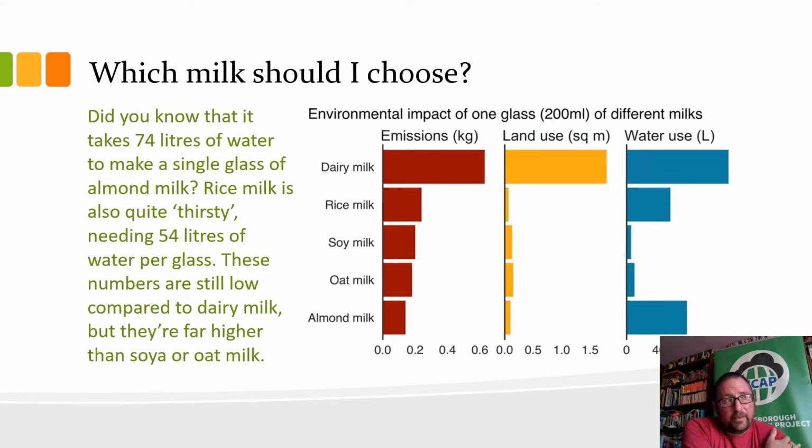Talking about liquids, you might think that almond milk uses an awful lot of water and that soy milk uses a lot of land. Well, this graph demonstrates the differences between dairy milk and its alternatives. Did you know that it takes 74 litres of water to make 1 single glass of almond milk? Rice milk is also quite thirsty, needing 54 litres of water per glass. But if you compare those to dairy milk, these numbers are still quite low, and soya and oat milk is far lower.